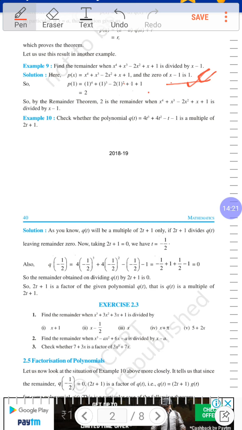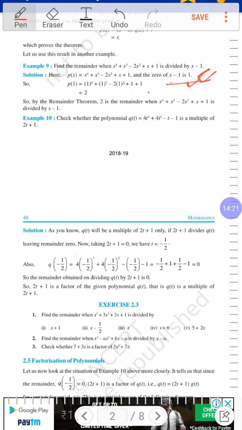Since it has not been checked here, you can check this by doing actual division. If you do, you will find, yes, of course, the remainder is 2 only. So here it is said, by the remainder theorem, 2 is the remainder when x to the power 4 plus x to the power 3 minus 2x square plus x plus 1 is divided by x minus 1.